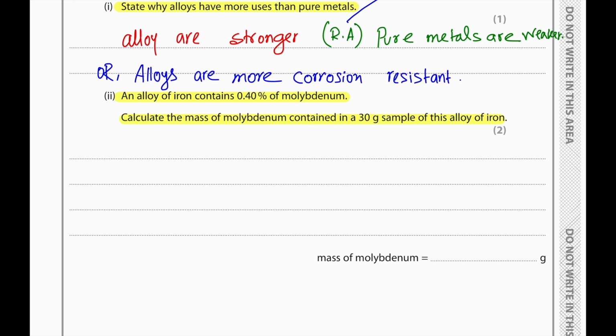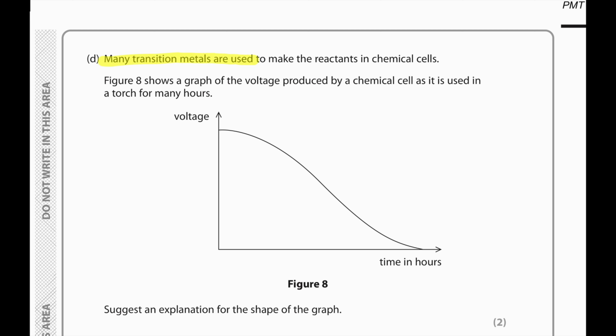Since it contains 0.4% and we have to find out in a 30-gram sample, 30 grams multiplied by 0.4% will give us the mass of the molybdenum. This gives us 0.12 gram. Many transition metals are used to make the reactants in chemical cells. Figure 8 shows a graph of the voltage produced by a chemical cell as it is used in a torch for many hours.